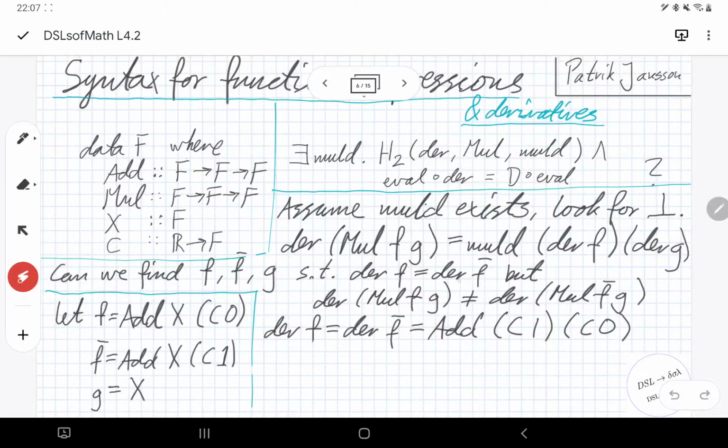And we also have an informal hunch that the derivative should be different, or the multiplication should be different.